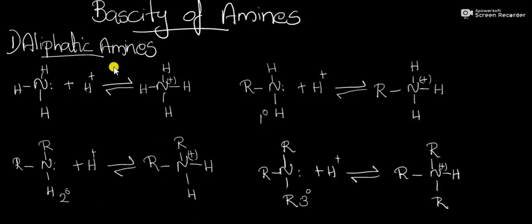Good morning. Today I am going to deal with the basicity of amines. Why are amines basic? We know that all kinds of amines, like ammonia, contain a lone pair of electrons on the nitrogen atom. So they have a tendency to donate their lone pair of electrons towards an electron deficient species. Then it can act as a base.